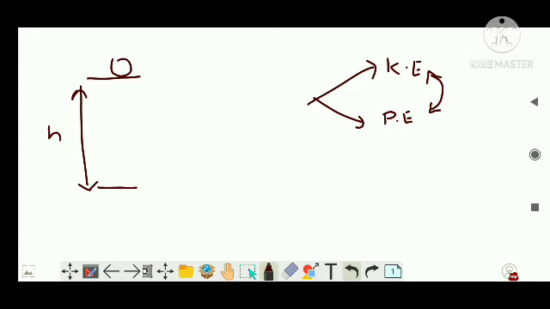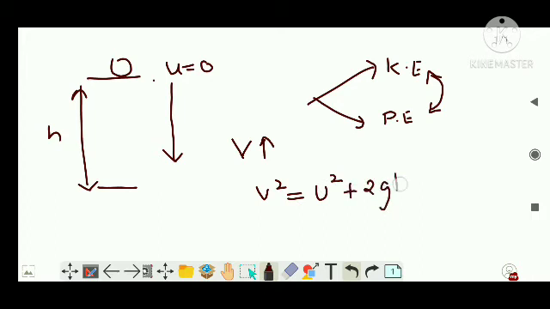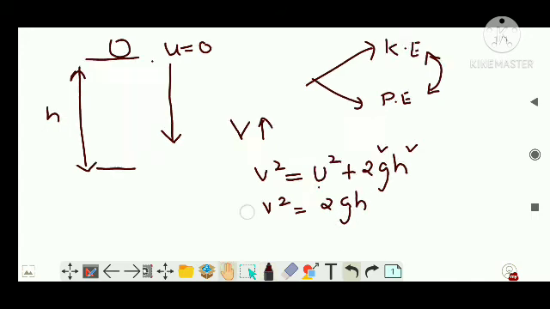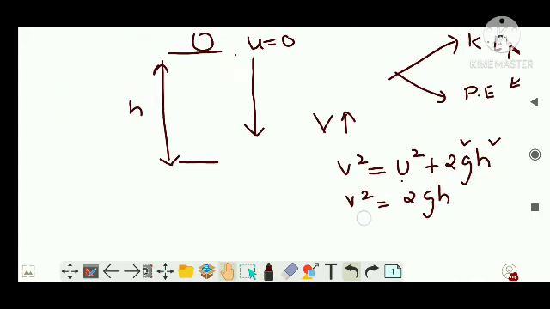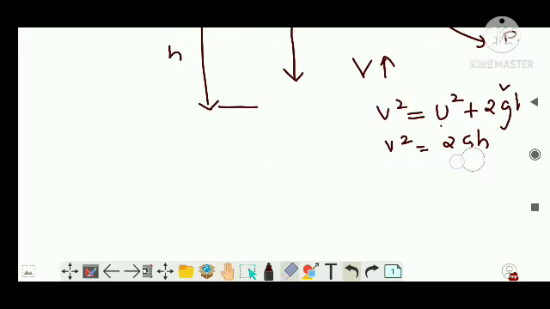When the ball is released from this height h, it comes down with increasing velocity. I'm not indicating positive velocity; it's showing that the velocity increases while the ball falls. But what was the initial velocity? It was 0. So I can write v squared equals u squared plus 2gh. Here g is the acceleration and h is the displacement the ball travels. So v squared equals 2gh, since u is 0. This is the final velocity when the ball reaches the lower position.